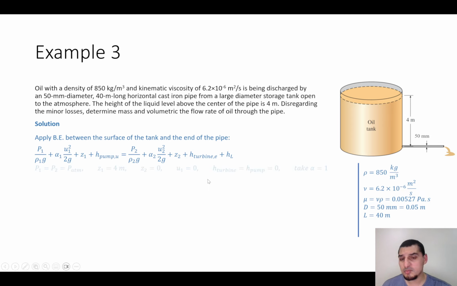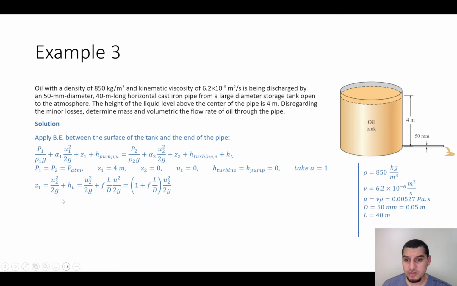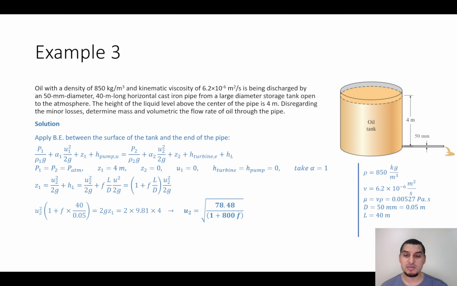And of course there is no pump and there is no turbine, so the equation will reduce to Z1 equals U2 square over 2g plus HL. And this loss is f L over D times U square over 2g. So we have U2 square over 2g and U square over 2g, so it's going to be U square over 2g as a common factor, multiplied by (1 plus fL over D). So now if we want to, we can substitute, of course. We can substitute with the length, with the diameter, and with Z1. So from this we can get a relation between U and the friction factor.